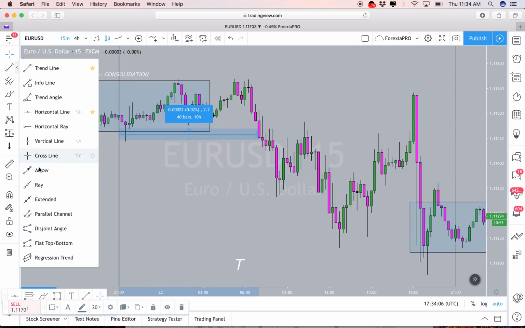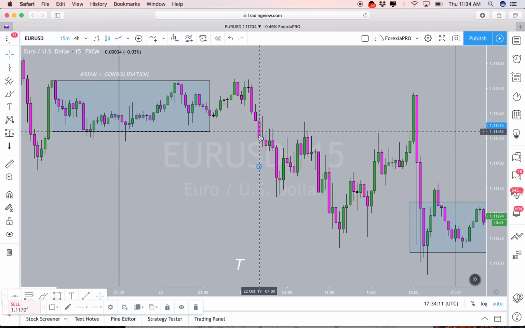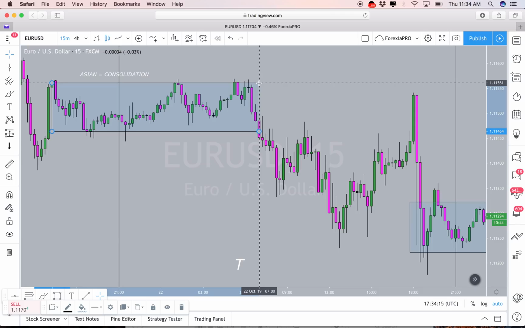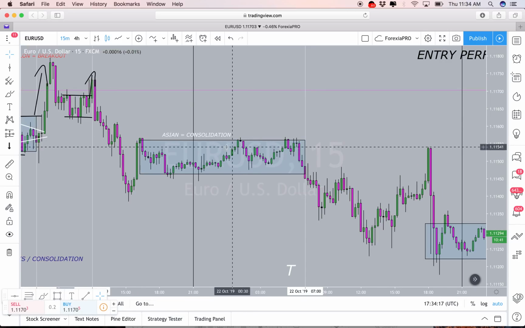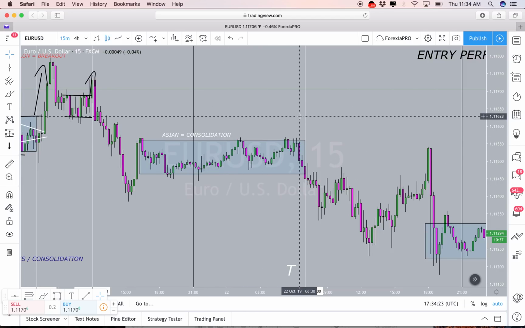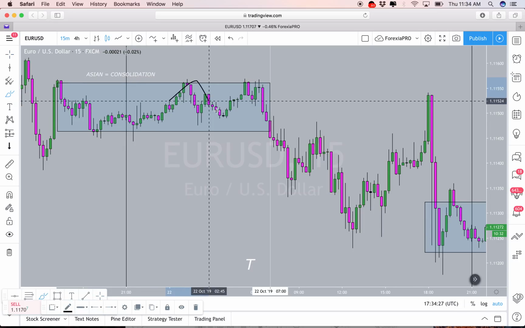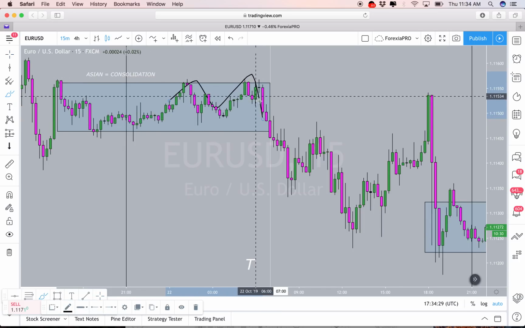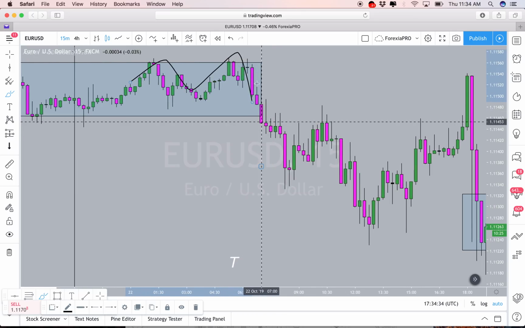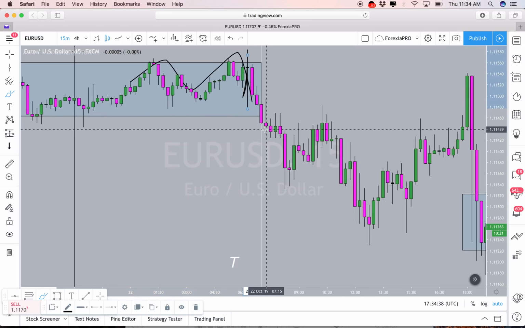Here would be 10 hours. This is London session open, right here. Now, this isn't the best example because there wasn't as much of a breakout as we like. However, we do have the M formation off the high of the day, and the second leg of that M formation formed exactly an hour before London session open.